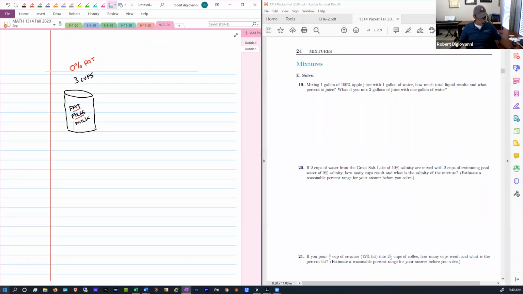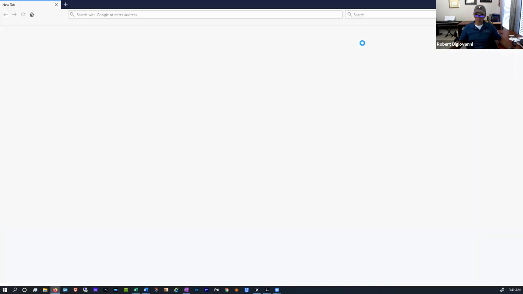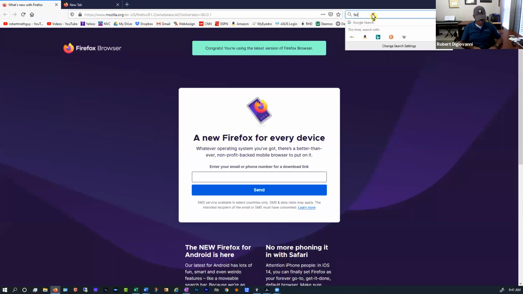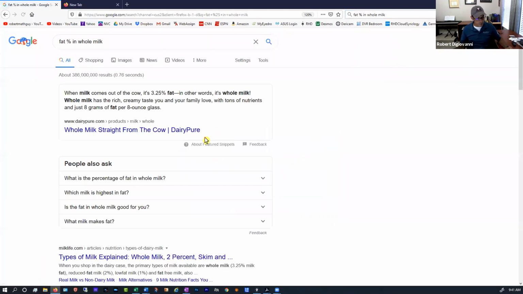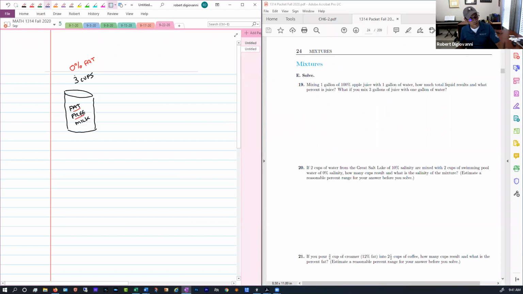Do we know how much fat's in whole milk? I have no idea. Let's look it up real quick. Fat percent in whole milk. We'll just go with this number, 3.25%. Okay, so I'm going to take this and add to it another container. And let's say that this container only has 1 cup of whole milk, which means that it has 3.25% fat.